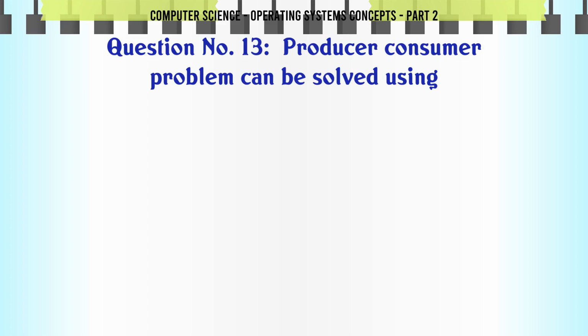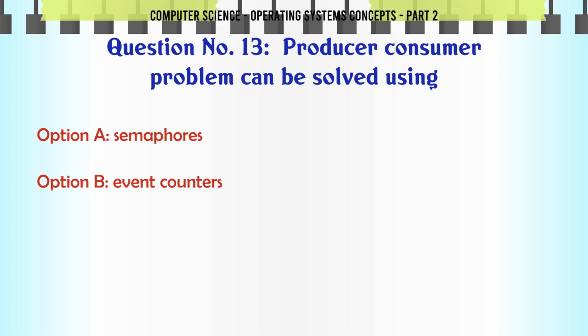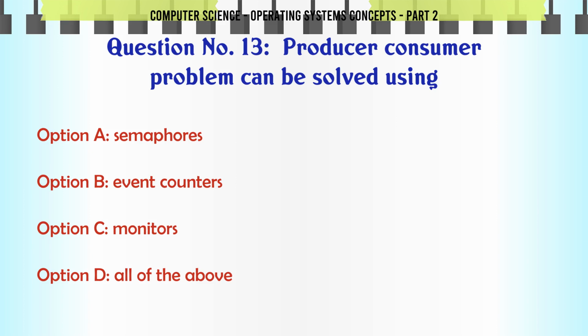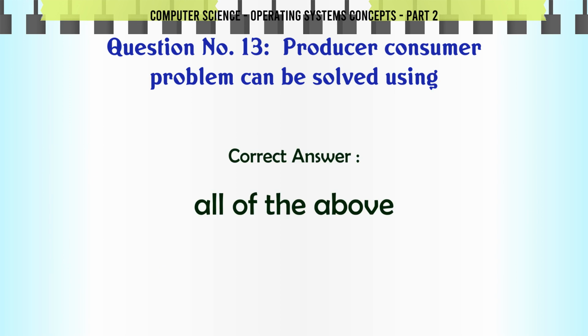Producer-consumer problem can be solved using: A. Semaphores, B. Event counters, C. Monitors, D. All of the above. The correct answer is all of the above.